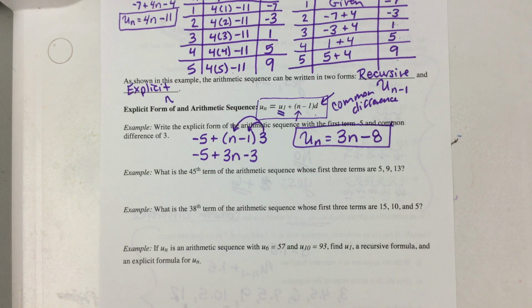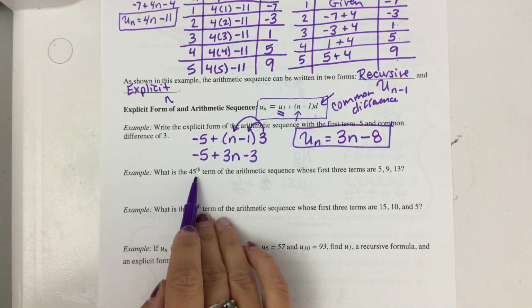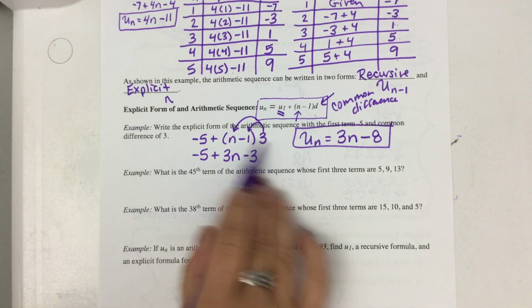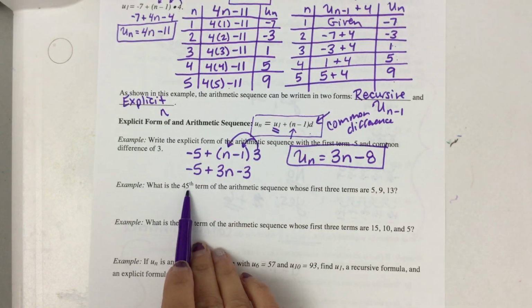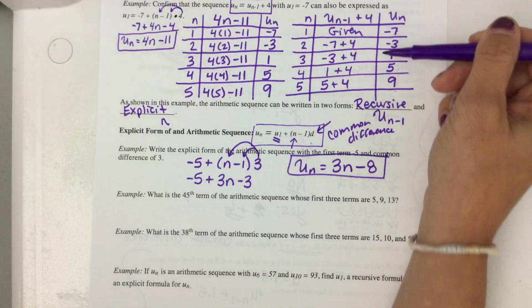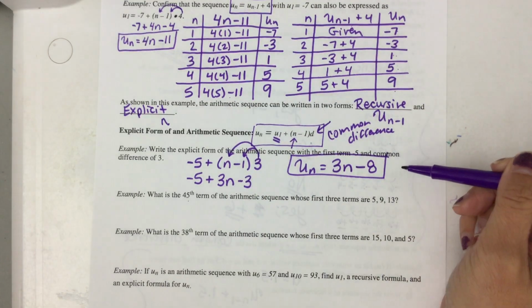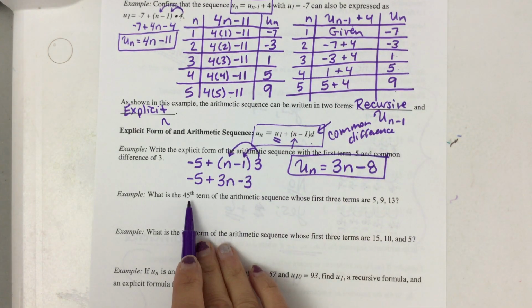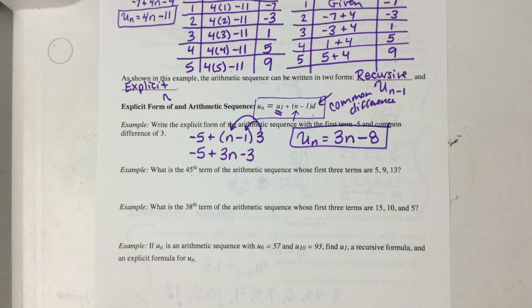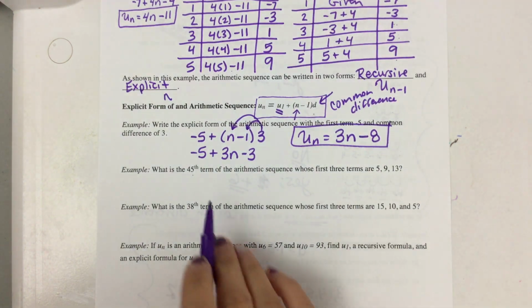Okay, let's go on to the next one. What is the 45th term? So this is why this formula is pretty darn helpful. If you were doing recursive and they wanted the 45th term, you would have to actually go all the way through 45 terms. Because in order to figure out the 45th term, you would need the term before it, which would be the 44th term. So that's why explicit is helpful if you are looking at terms that are further along in the sequence.